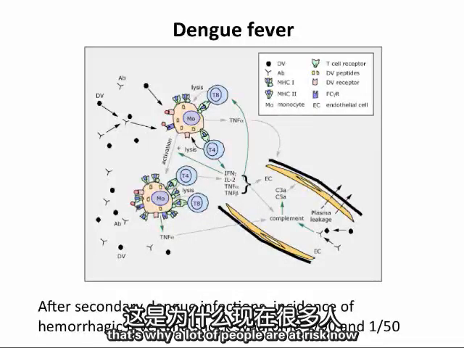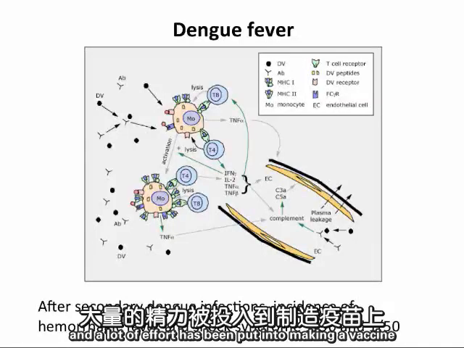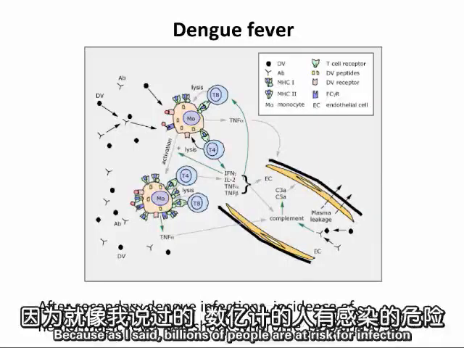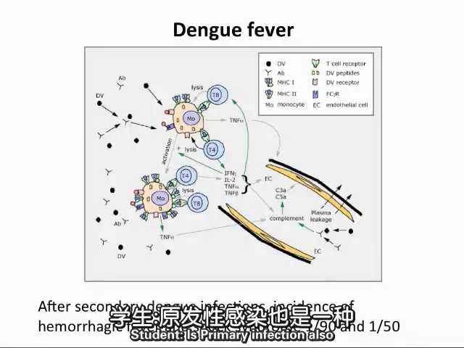So that's why a lot of people are at risk now for serious dengue disease in these countries where the virus and the vector are present. And a lot of effort is being put into making a vaccine to protect everyone against all 4 serotypes. Because, as I said, billions of people are at risk for infection. So this can just get more serious.